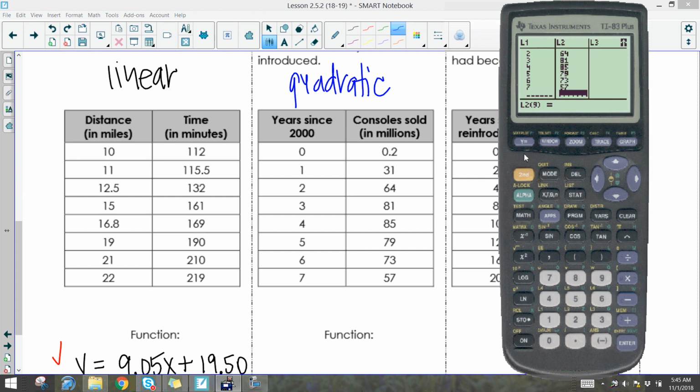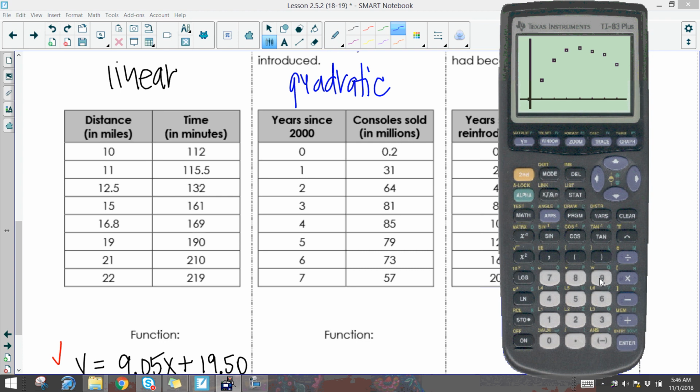So I'm going to hit second, y equals, and I am going to turn my scatter plot on so we can see those data points, and then hit zoom standard. And hey, look, it kind of looks like a parabola, just like we kind of thought it would. So that's good. Okay, so now I want a line of best fit.